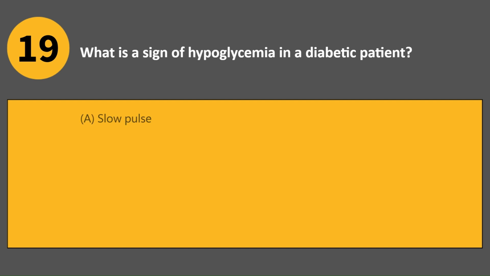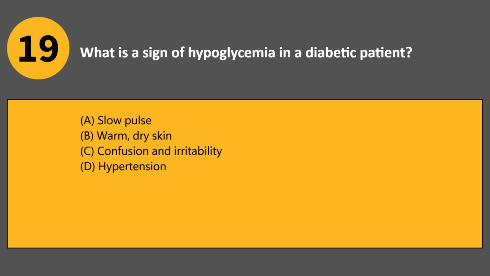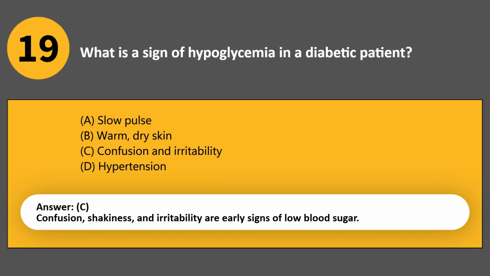What is a sign of hypoglycemia in a diabetic patient? A. Slow pulse. B. Warm, dry skin. C. Confusion and irritability. D. Hypertension. Answer: C. Confusion, shakiness, and irritability are early signs of low blood sugar.